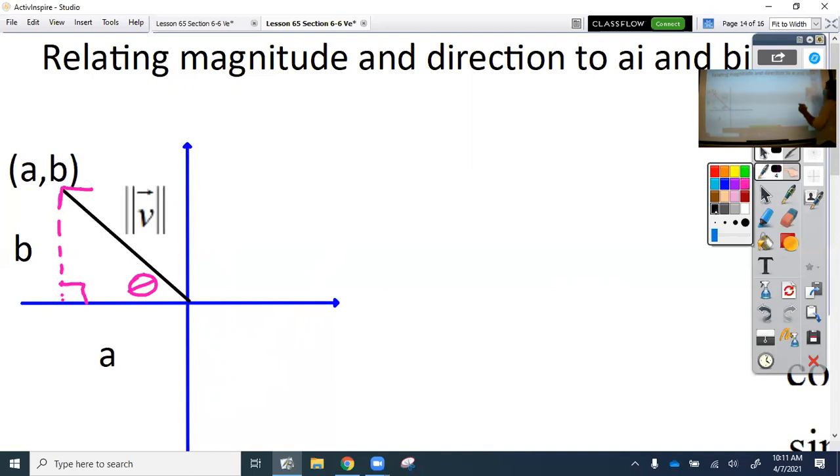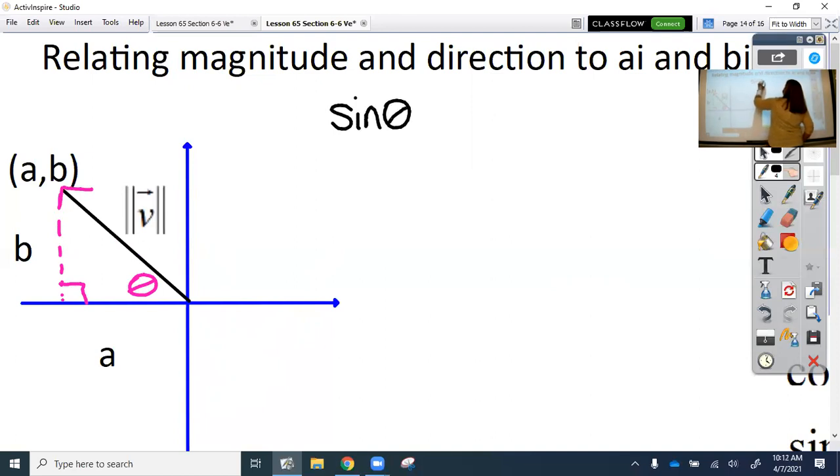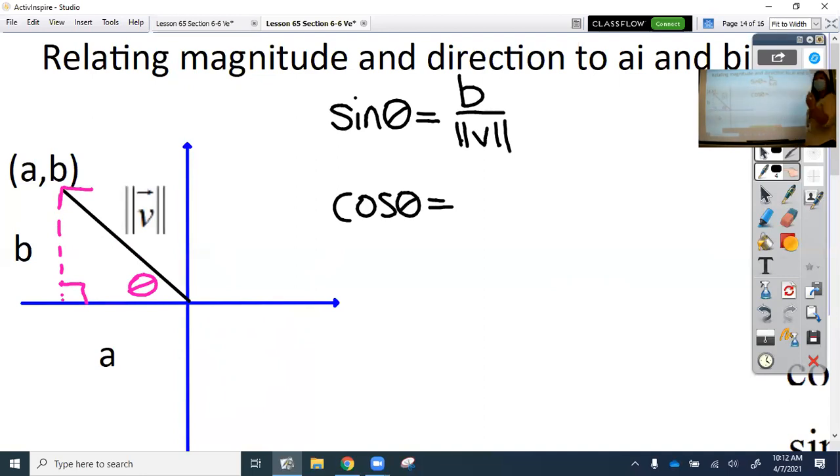Here they come. Sir Sixer-Tix, you ready? Sine of theta is the y over the r. My y here is b. My r is the magnitude of the vector. That's just r. It just looks funny. And cosine of theta is the x over the r. So my a over the magnitude of my vector.